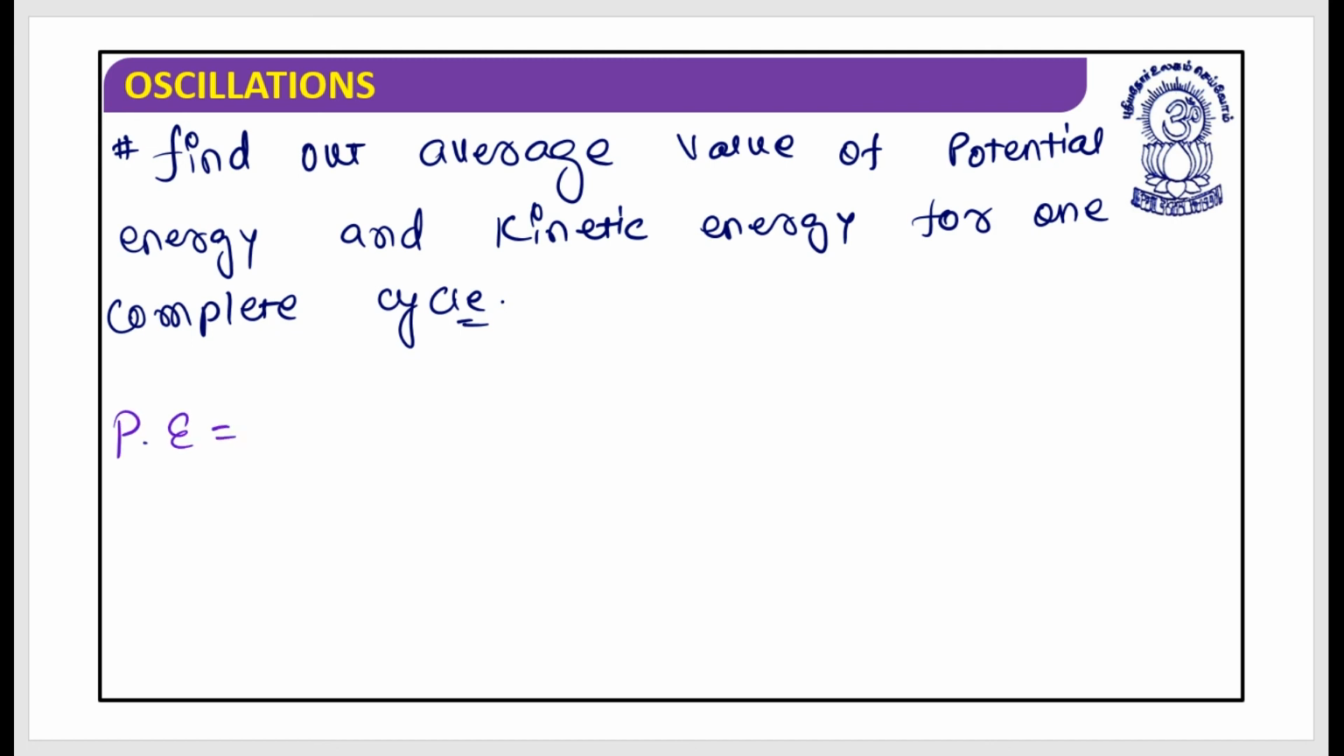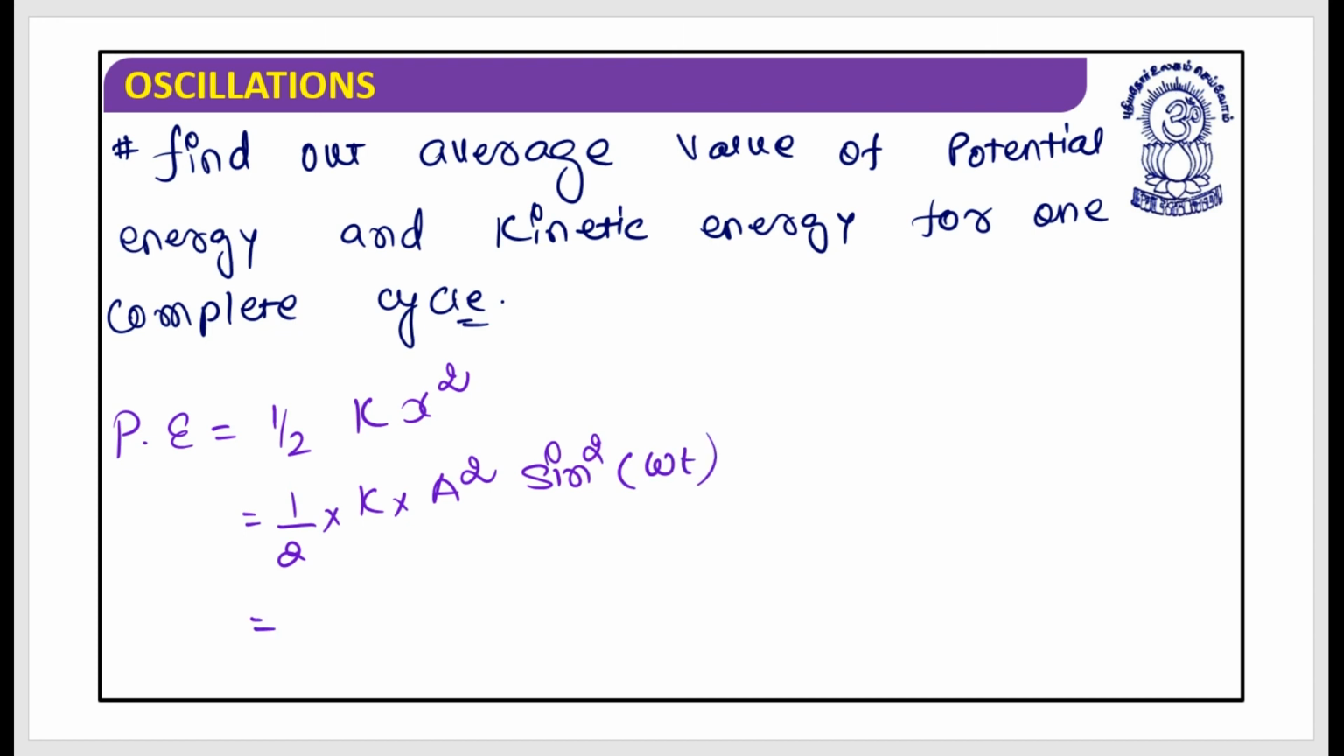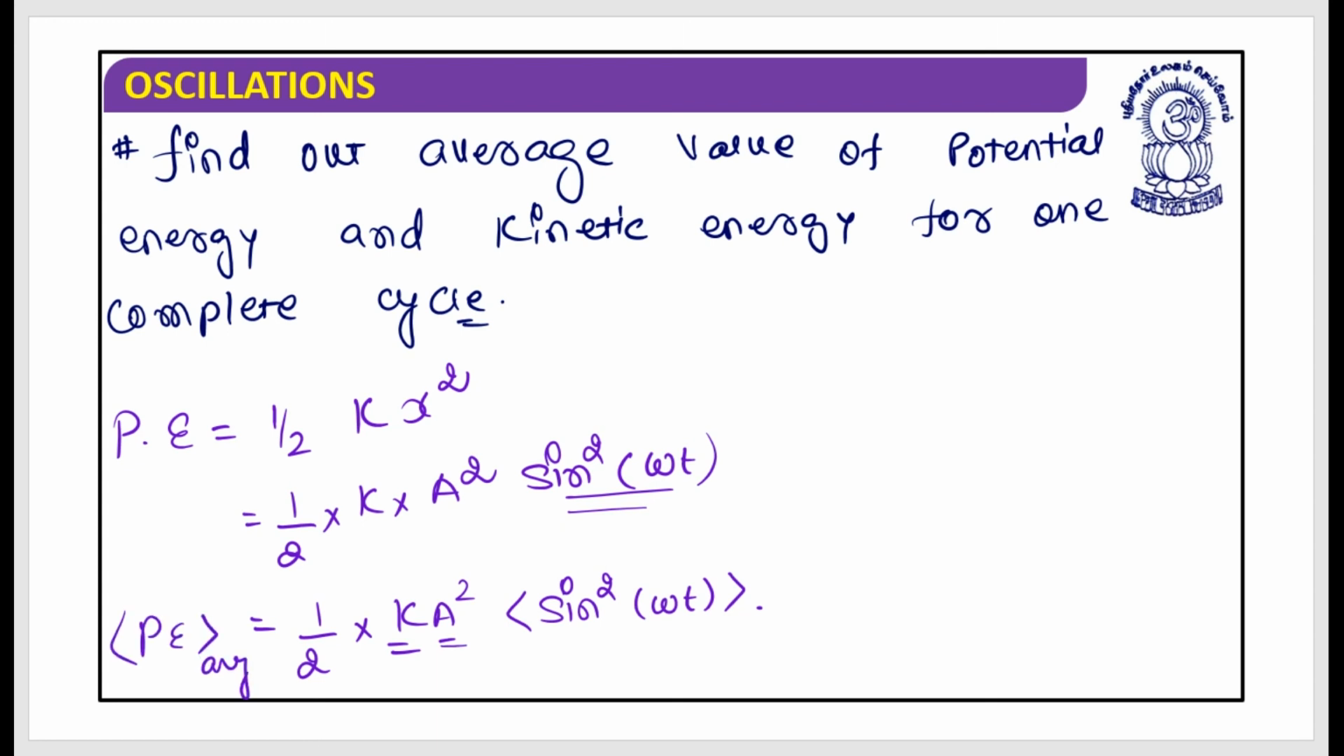The potential energy is equal to half kx square, that we know, and that is equal to half into k into x square, which is a square sine square omega t. So this could be given as 1 by 2 k a square sine square omega t. Now, as you see, this k is a constant. What I want is an average value of the potential energy. So when I calculate the average value of sine square omega t, it would be 1 by 2. So this is potential energy average value.